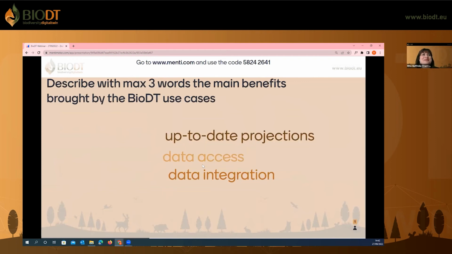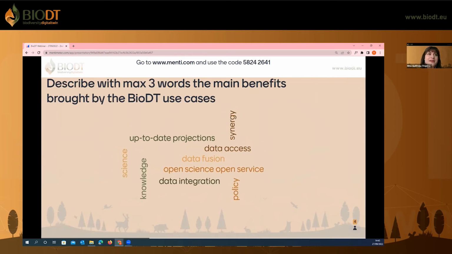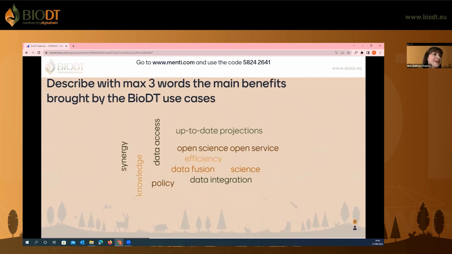Okay, so we have up-to-date production, which is good, data access and integration. Then we have also pointing to the open service, which is also very important, considering the research strategy that we have now of making knowledge accessible openly to everyone.